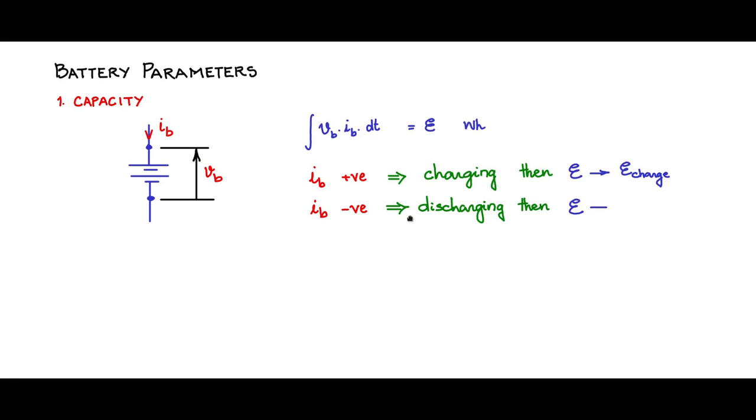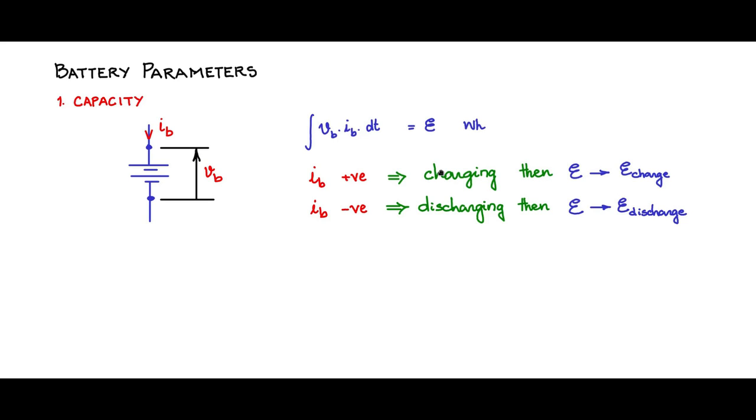Then the energy represents the discharge energy, E discharge. Therefore, when you say capacity of the battery, it would mean the watt hour capacity: how much energy the battery can hold, how much energy the battery can discharge to the load. So we talk in terms of watt hours.